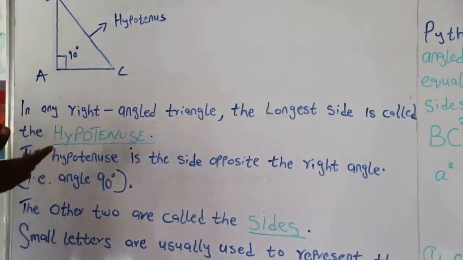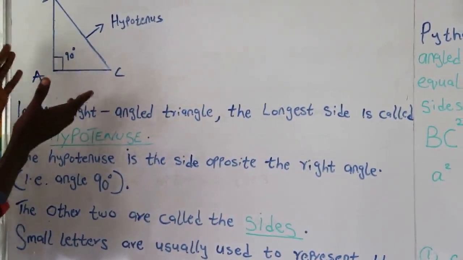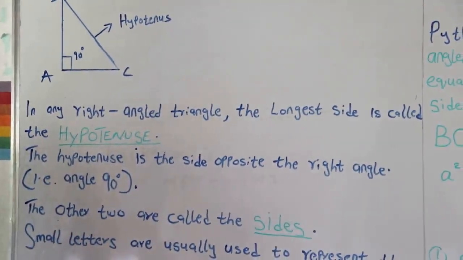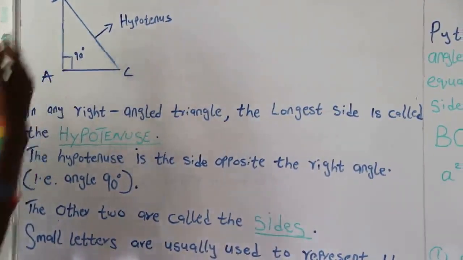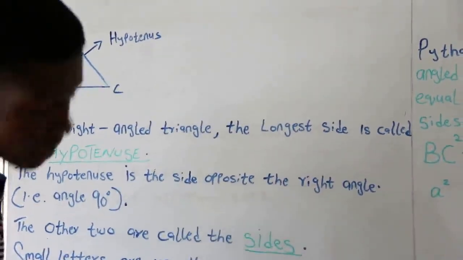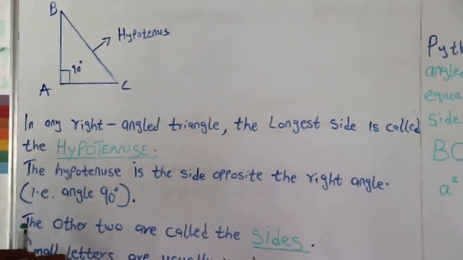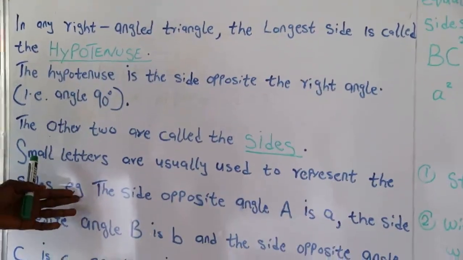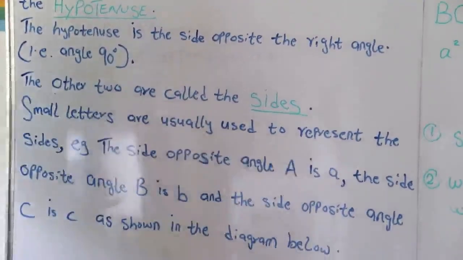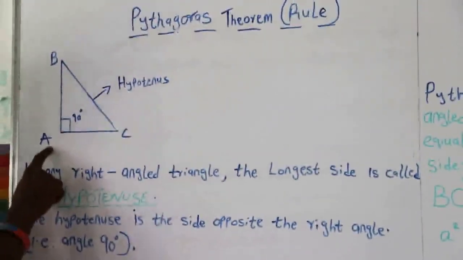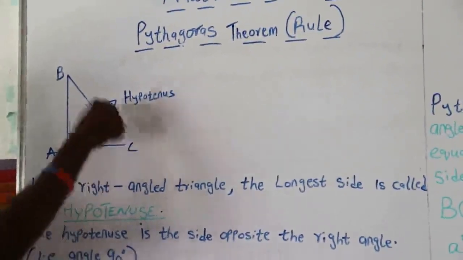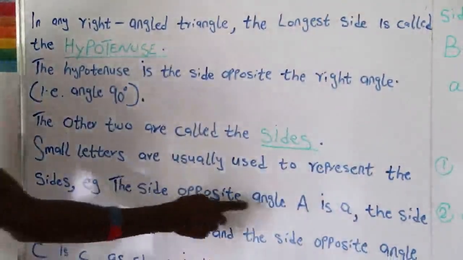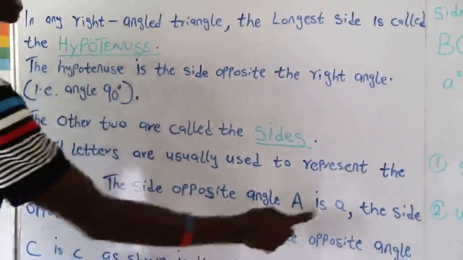Then the remaining two sides in the right angle triangle, we call them the shorter sides because they are shorter. If you have to bring this out in a diagram, small letters are usually used to represent the sides. Example, we have our angle A here. The side opposite angle A, which is our hypotenuse, can be represented with a small letter a.